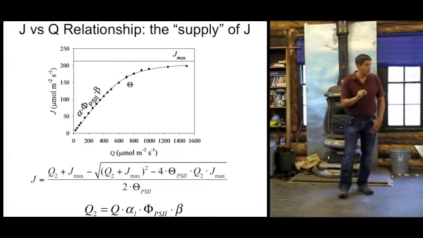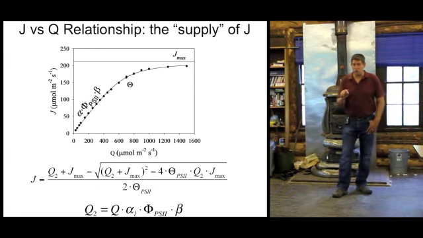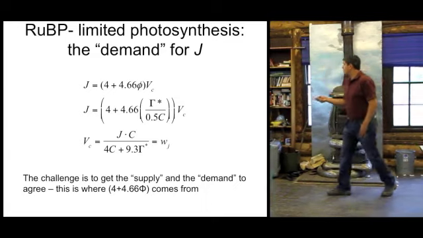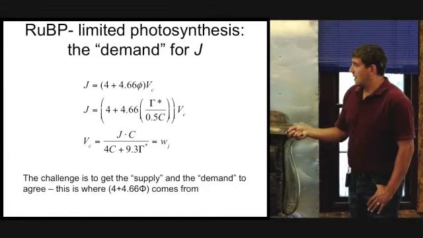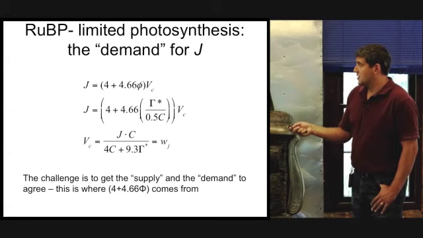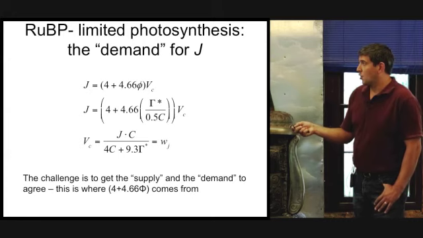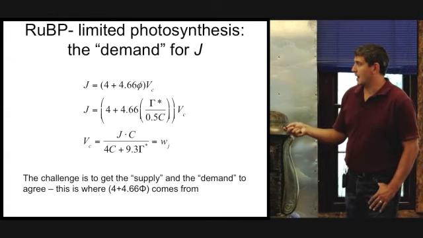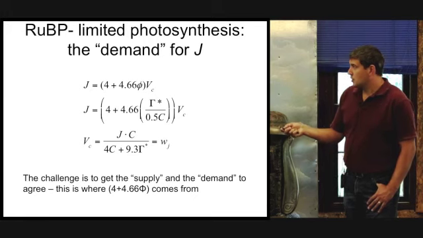In order to understand what that means for carbon fluxes, you have to understand what each electron will buy you in terms of ATP or NADPH, okay? So, the best way to describe this is the electron transport rate will buy you 4 plus 4.66 phi, that phi's come up again, times Vc, okay? Now we've already established that this phi is gamma star over 0.5 times C, right? So we could just substitute that into here.